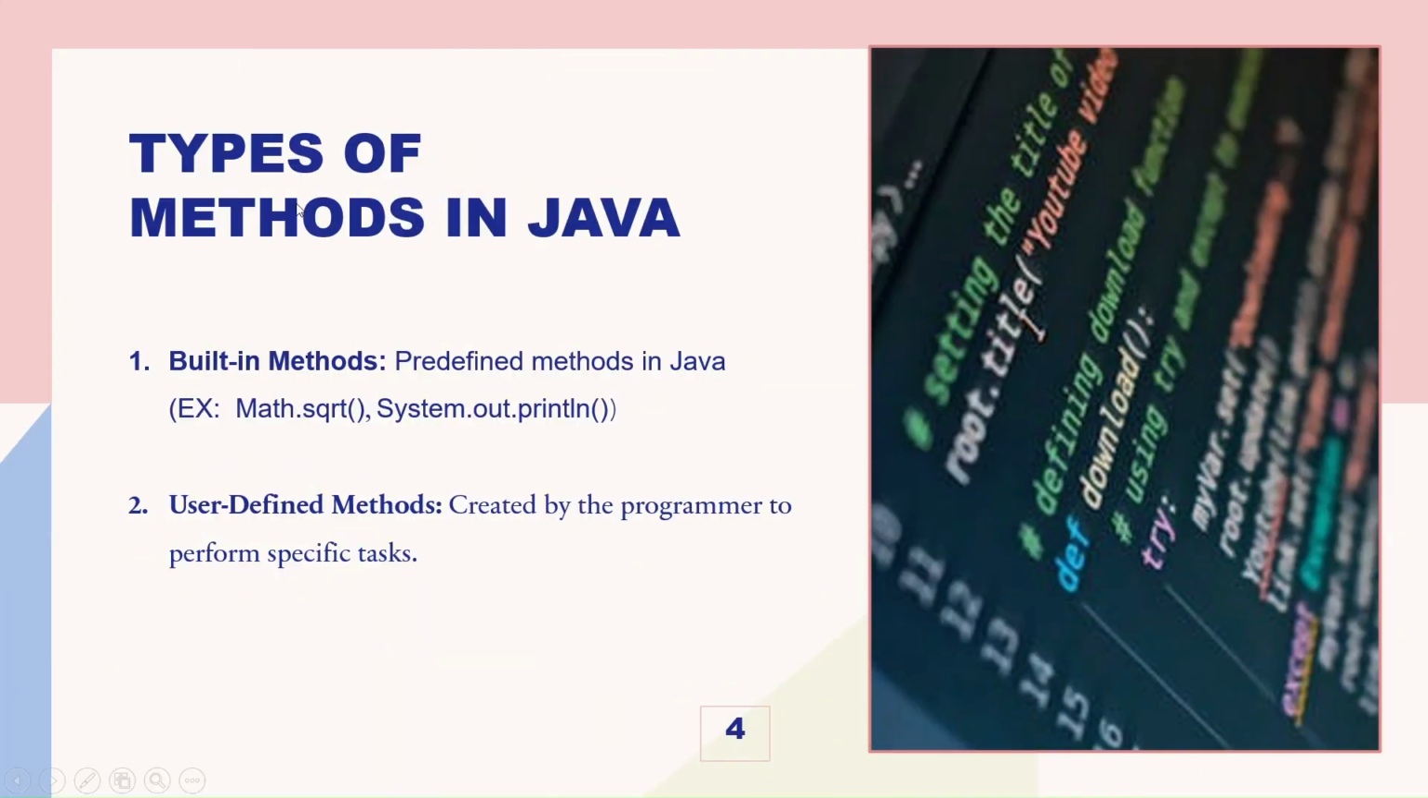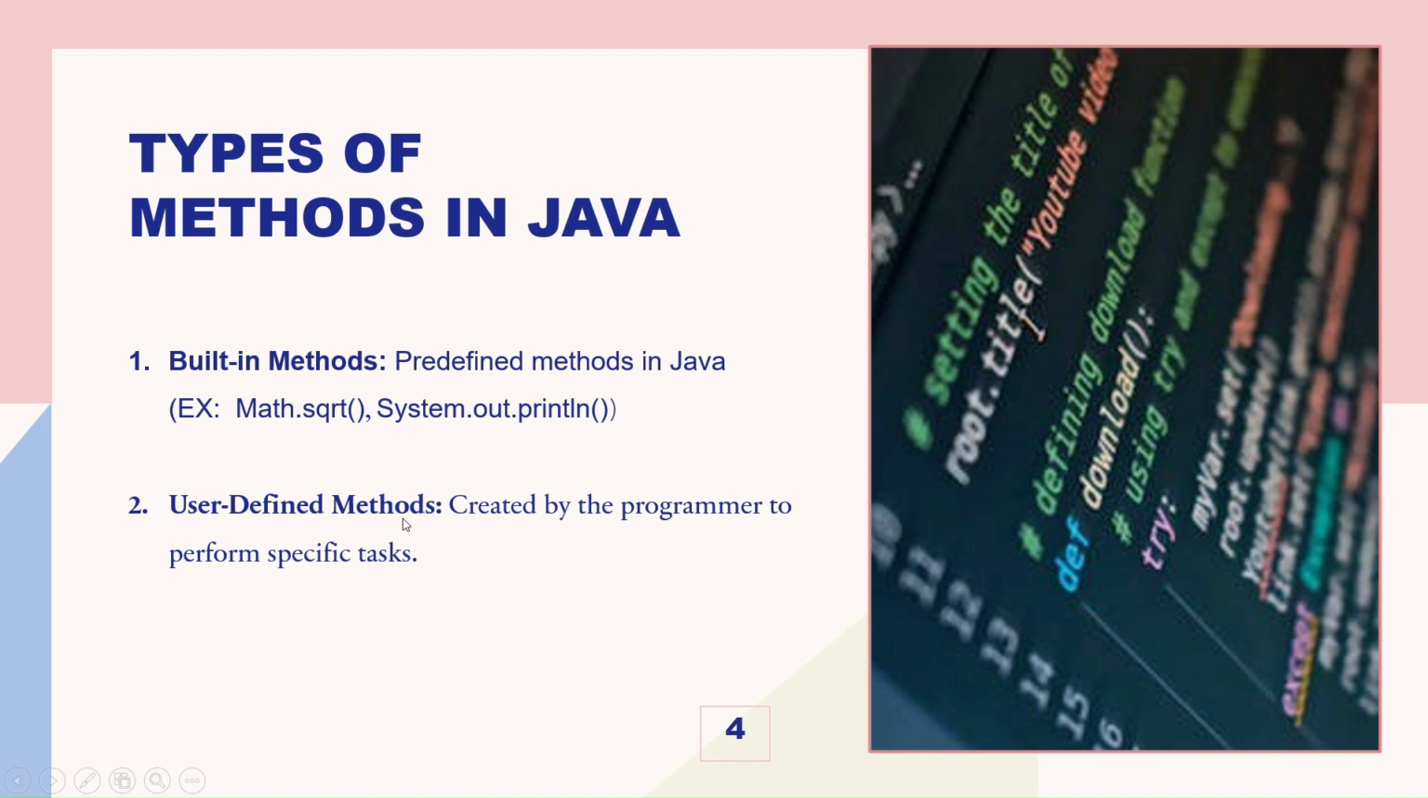The next is the types of methods in Java. There are two types of methods in Java. The first is built-in methods, also called predefined methods in Java. Examples are System.out.println and System.out.print. Whatever methods you get from Java are considered built-in or predefined methods. Also, we have user-defined methods, which are created by programmers to perform a specific task.